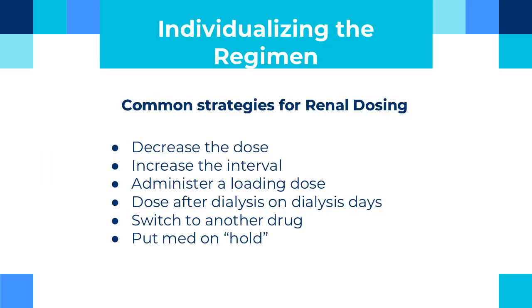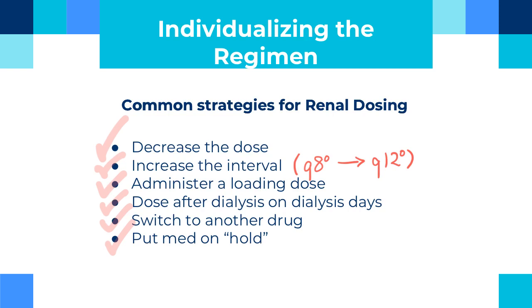We have several options for how we can individualize the regimen of renally dosed drugs. One thing is the obvious: decrease the dose. But we can also increase the interval that the medication is given. We can administer a loading dose and then subsequent lower doses. We can dose a medication that is removed by dialysis after dialysis occurs. We can obviously switch to another drug that doesn't require renal dosing, or we can put medications that are problematic on hold until renal function stabilizes.